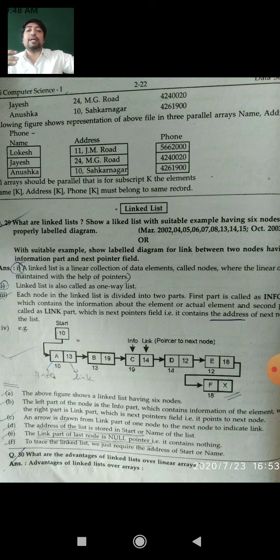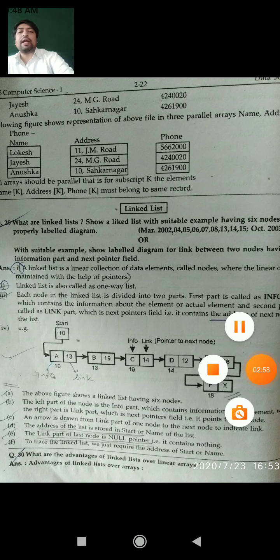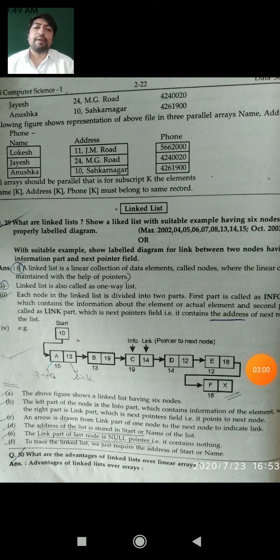We can see the example where the different nodes explain the data elements. So the first important topic is the node, which shows the data element, whereas the linear array is maintained with the help of a pointer.